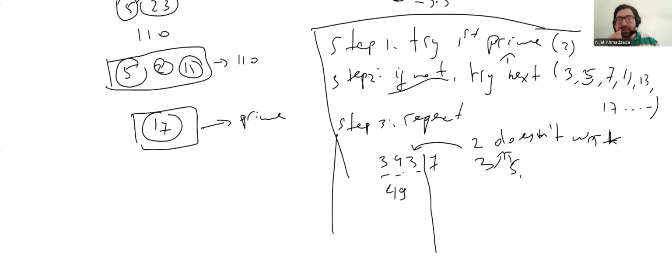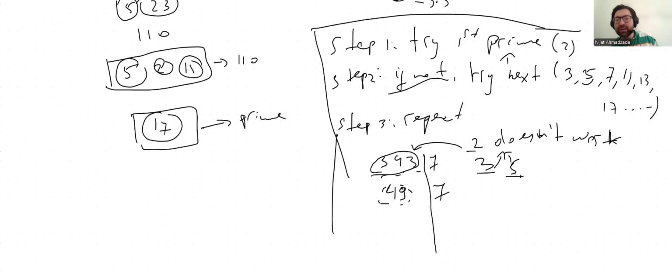Now, since we already tried 2, 3, and 5, we don't need to try them with 49. With 49, you can start with 7 itself, because 2, 3, 5 don't work with the whole number 343, so they can't work with 49. There is no way. So for 49, we start with 7. If it's not divisible by 7, we will go with 11, one by one. But luckily, it is divisible by 7.